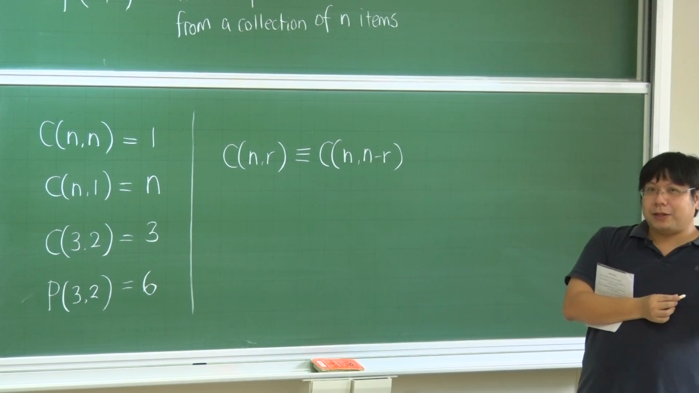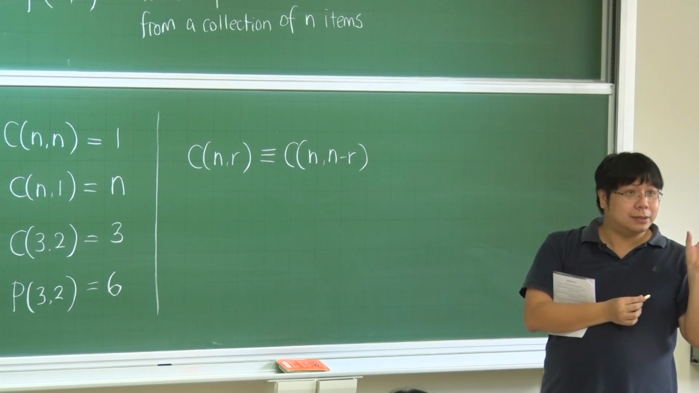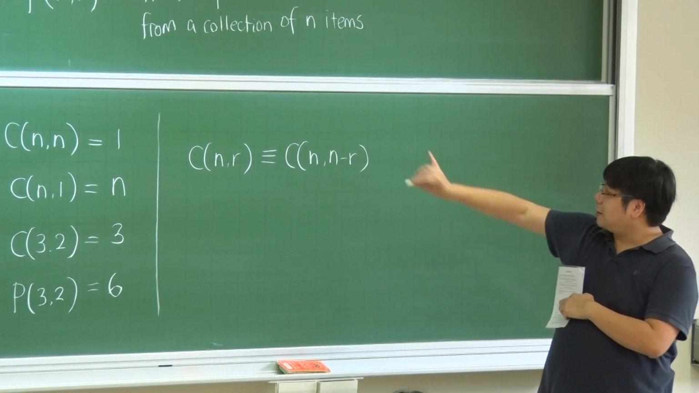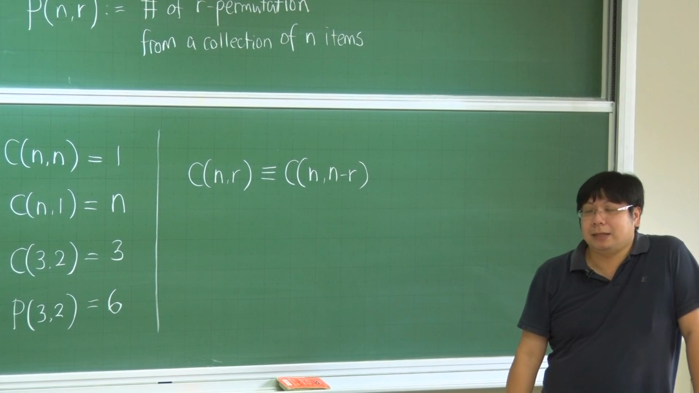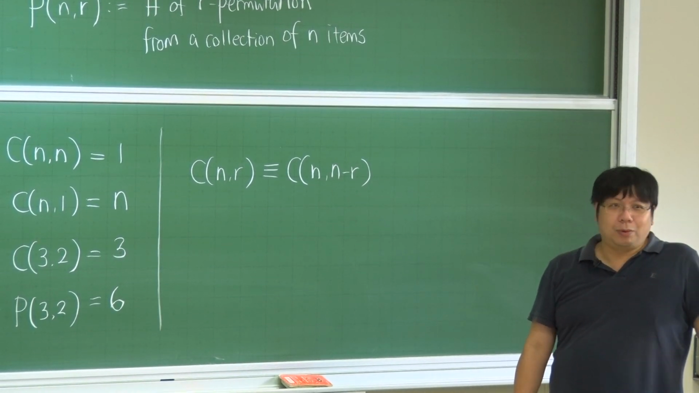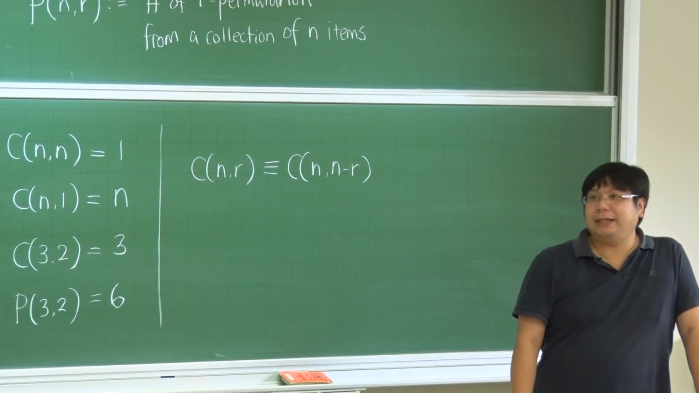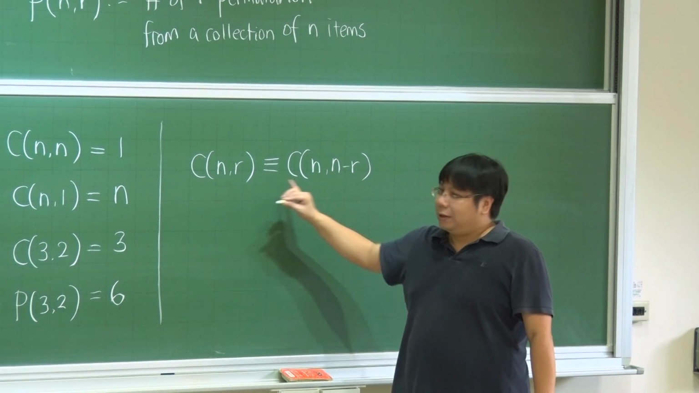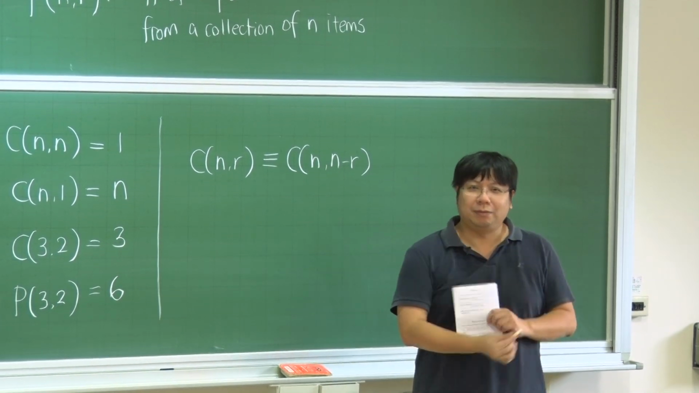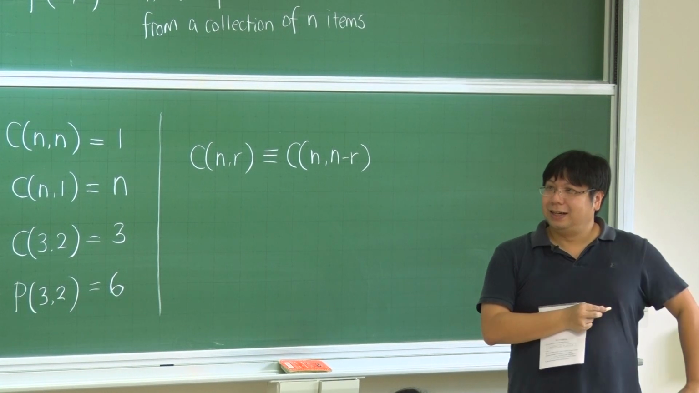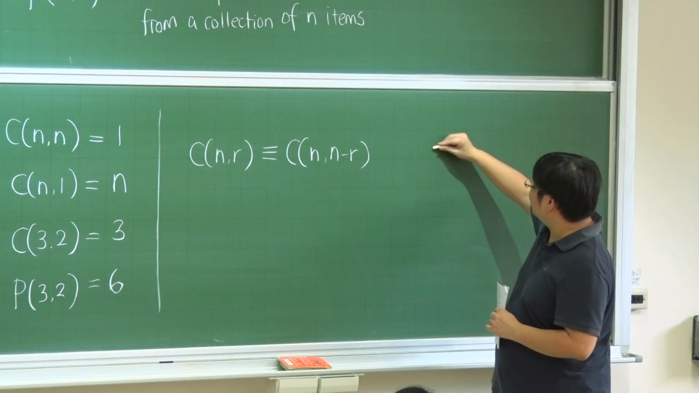Okay, so the left-hand side is how many ways to select r things from n items. The right-hand side is how many ways to select n minus r things from n items. So why are the numbers of cases in these two different selections the same? Why? So you have n items, right?